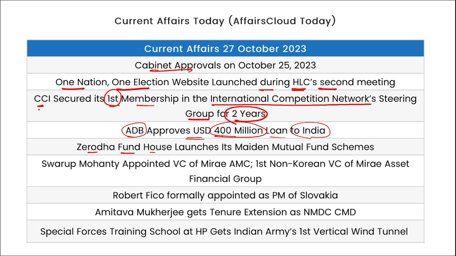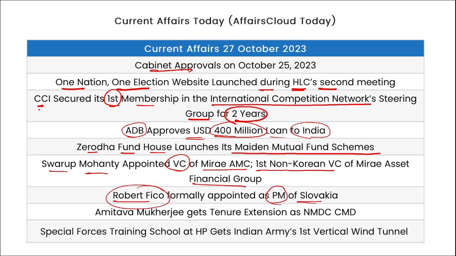Zerodha Fund House has launched their maiden mutual fund scheme. Swaroop Mohanty has been appointed as the vice chairman of Mirae Asset Management Company, and this is the first non-Korean VC of Mirae Asset Financial Group. Roberto Fico, formerly appointed as the Prime Minister of Slovakia. Amitava Mukherjee got the tenure extension as the NMDC chairman and managing director. Special Force Training School at Himachal Pradesh gets Indian Army's first vertical wind tunnel.